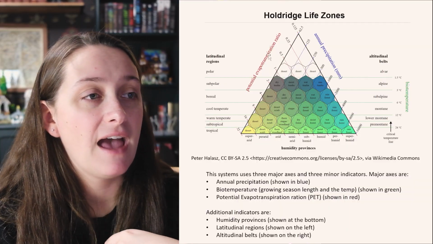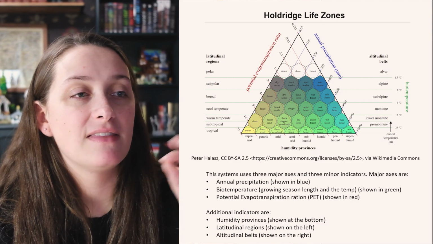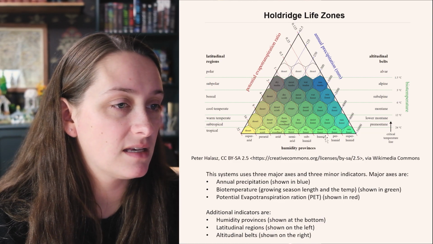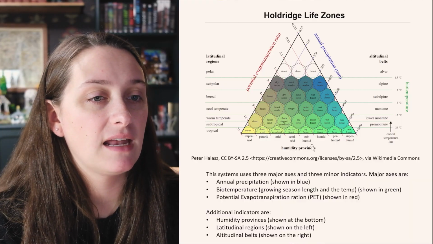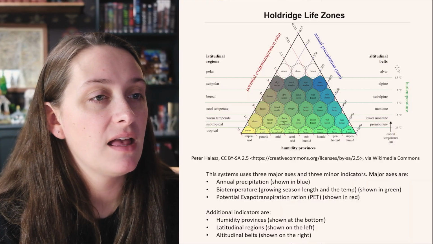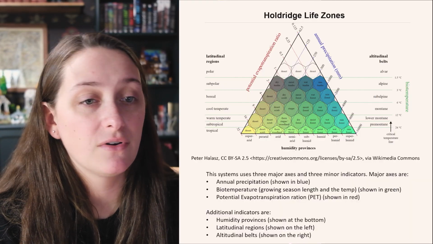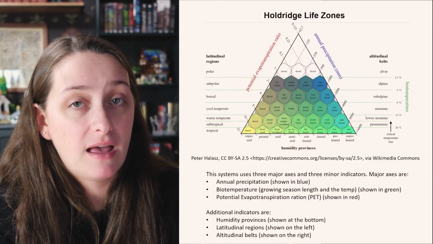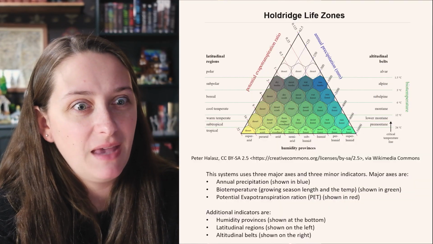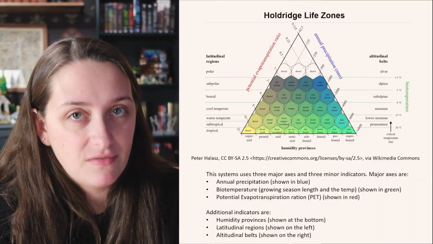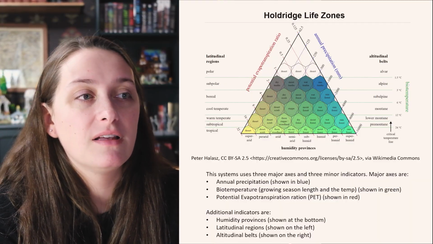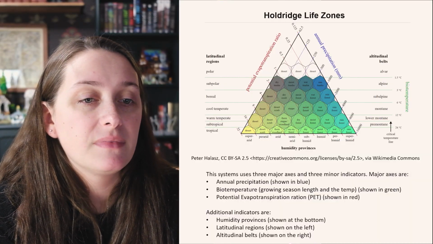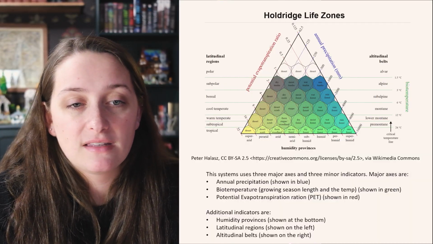Right here, and that's shown in red. And then they have some additional indicators: humidity provinces down here, latitudinal regions over here, and altitudinal belts over here. And something you should notice is when we assigned our Köppen climate classifications, we considered most of this already, right? We looked at potential evapotranspiration, we looked at precipitation, we looked at temperature, we considered all of that stuff, right?